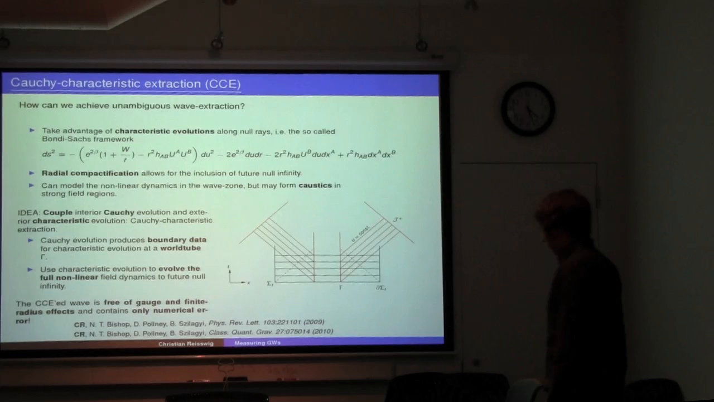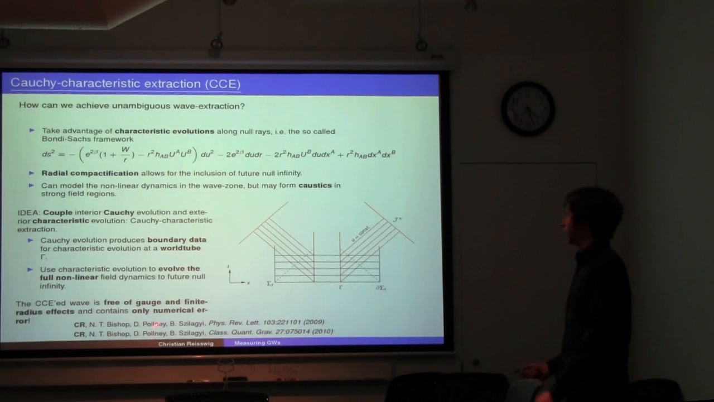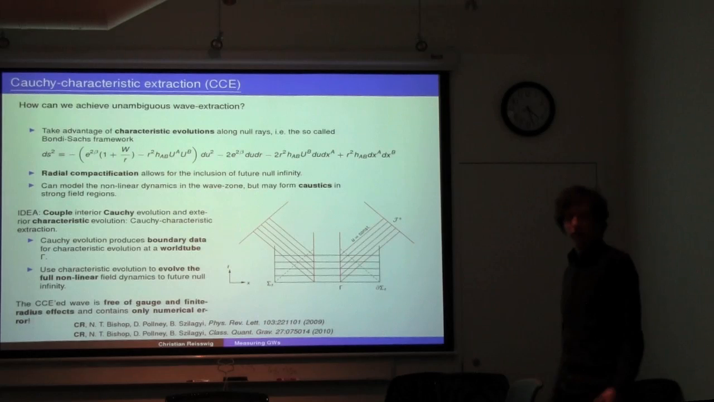And this wave that we obtain here at scri plus will then, of course, be free of any finite radius effects. Plus, it will also be free of gauge effects because we transform to the desirable Bondi gauge at scri plus.